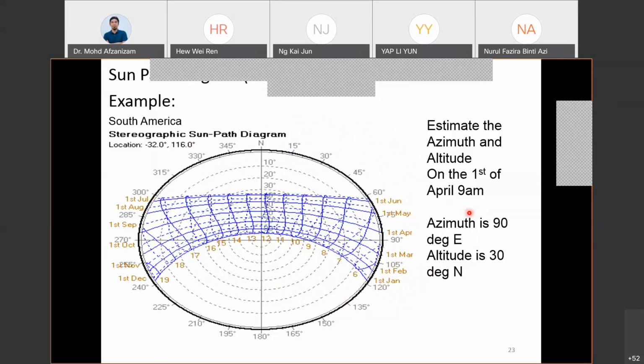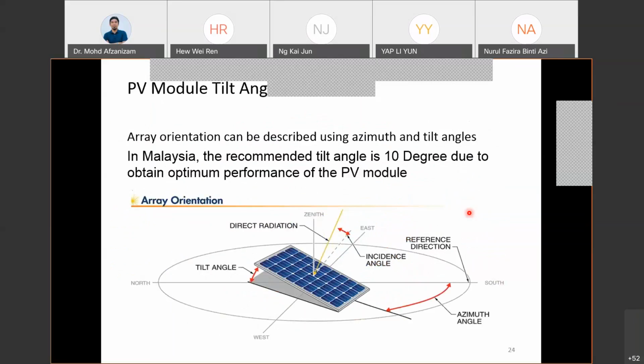Okay, so we skip this one. Area orientation can be described by azimuth and angle. So remember, azimuth angle always refers to the south. Okay, and then this is the azimuth angle on the horizontal. Direct radiation, zenith is the straight. So incident angle, the angle can refer to that.